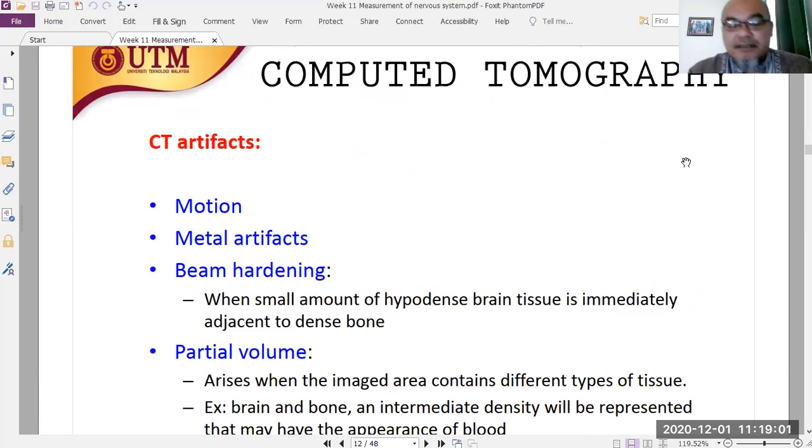Some CT artifacts that may occur during computed tomography: one is motion, of course. Ideally, the patient, the subject, should remain static, not moving at all. But of course, this is impossible, right? The subject will always move, maybe a little bit, and this may create some motion artifacts. Another thing is if there are some metal objects inside your body, maybe you have an implant or other things in your pocket, etc., that may become metal artifacts.